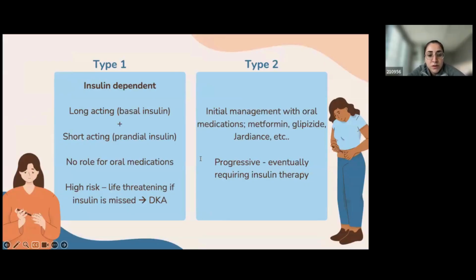So we all know in type 1, patients are very insulin dependent. So it's critical that we never stop long-acting insulin, even when the patients are having poor PO intake or are NPO. And I'll just skim through that very quickly just because it's mostly a review slide, but risking DKA if we miss insulin in type 1 diabetes.